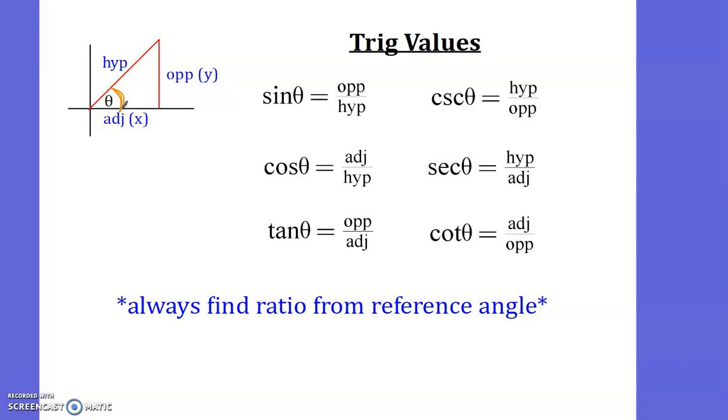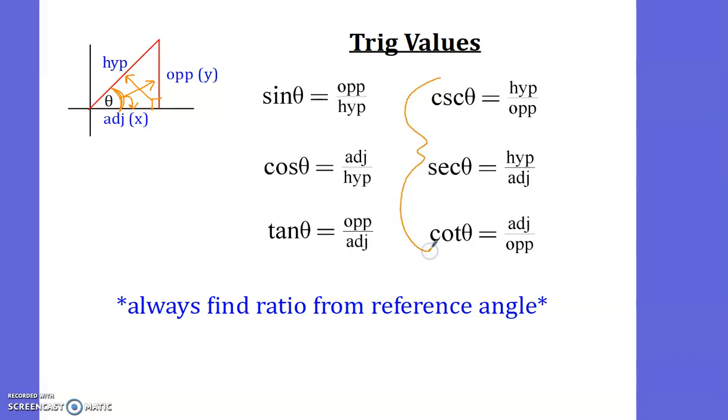It's always that angle that sits against the x-axis. The side length that is opposite that angle is what we'll use for the opposite length. The leg that is adjacent will be our adjacent side. This is a right angle, so the side opposite the right angle is our hypotenuse. With the trig values, we have 6 different ratios we could make. Remember, sine is opposite over hypotenuse, cosine is adjacent over hypotenuse, and tangent is opposite over adjacent.